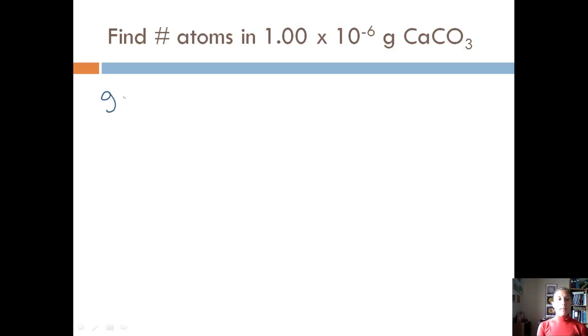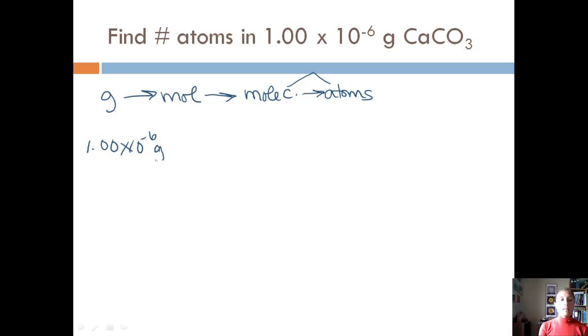Okay, so I'm going to start with grams. I want to go to moles first. I know I have to go to moles. There's no direct conversion between grams and moles. Now, I can go to either atoms or molecules through Avogadro's number. I'm going to go to molecules because technically calcium carbonate is a molecule, and then from there I can go to atoms. And this is a little bit different than what we've talked about, so we'll show it through an example. So let's start with our 1.00 times 10 to the negative 6 grams.